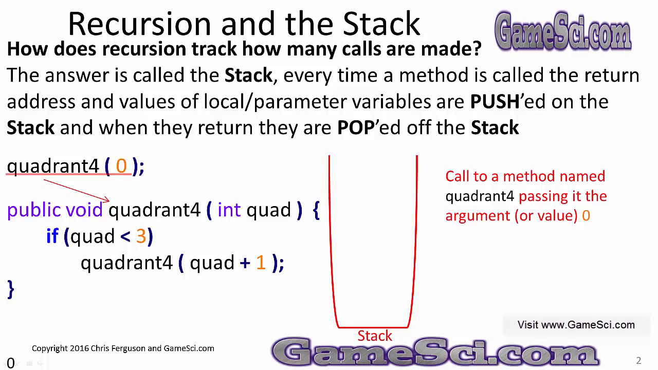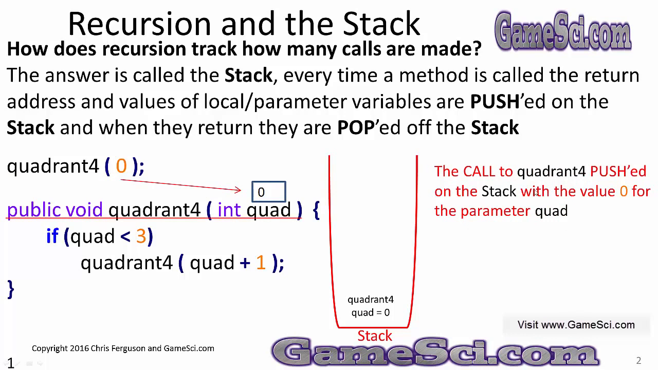So let's call a method named Quadrant 4, passing in the argument value of 0. So this is my original call to Quadrant 4, and I'm going to pass 0 as the argument. The call to Quadrant 4 is pushed onto the stack with the value 0 for the parameter quad. So this 0 here is assigned to the variable quad over here. Now look what happened to the stack. We pushed on the fact that Quadrant 4 was called, and it was called with a value of 0 for quad.